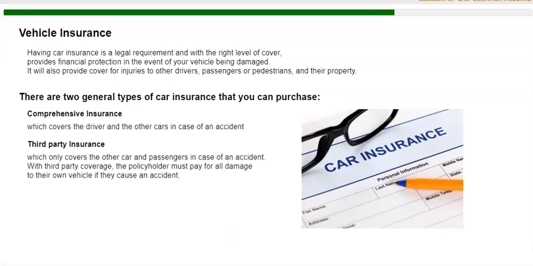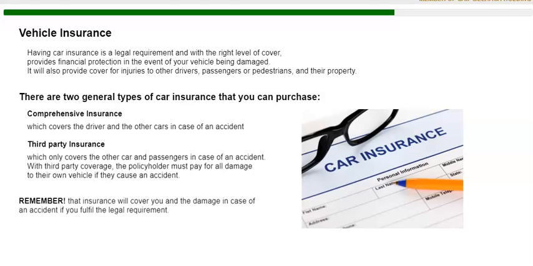Next topic in today's session is vehicle insurance. Having car insurance is a legal requirement in Dubai, and with the right level of cover, it can provide financial protection in the event of the vehicle being damaged. It will also provide cover for injuries to other drivers, passengers, or pedestrians and their property.